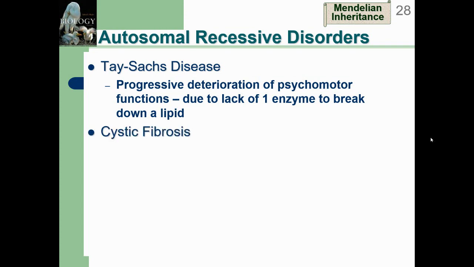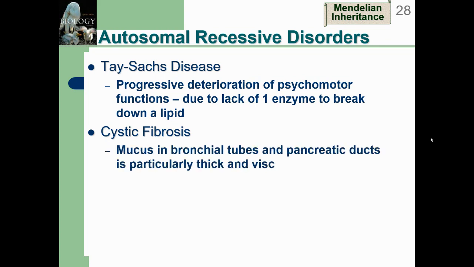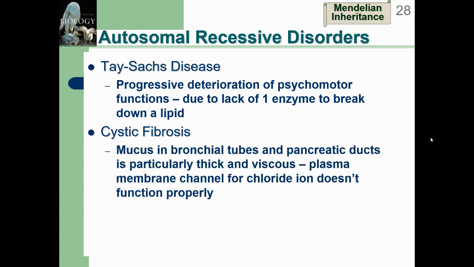Cystic fibrosis is a disorder that results in mucus in the bronchial tubes. It builds up, and in the pancreatic ducts. It's very, very thick and viscous. The plasma membrane channel for the chloride ion doesn't function properly, and so we don't maintain water balance, leading to that very thick mucus.